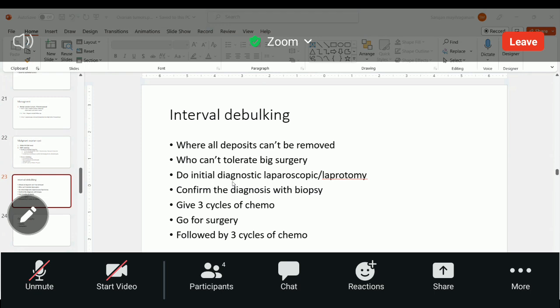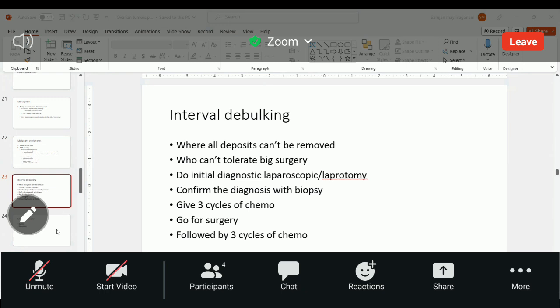Why do we have to do this biopsy before going for the chemotherapy? We have to have the proper histological diagnosis of the tumor. We have to make sure that this is ovarian malignancy histologically. Otherwise, we can't go for chemotherapy. That's why we do a biopsy, confirm the diagnosis, then go for the chemotherapy. That we have to know.